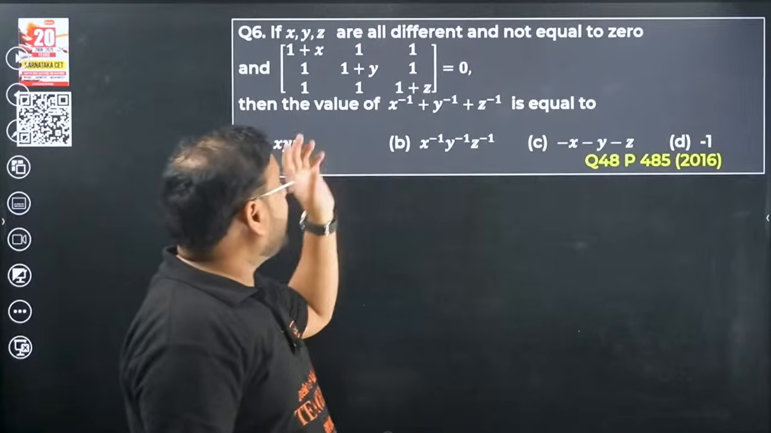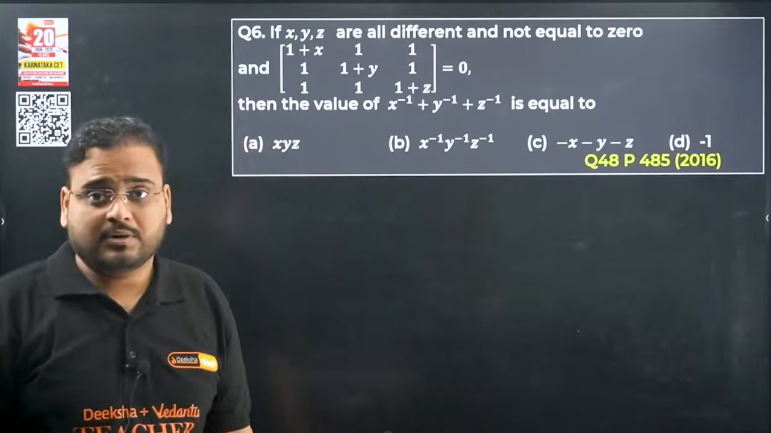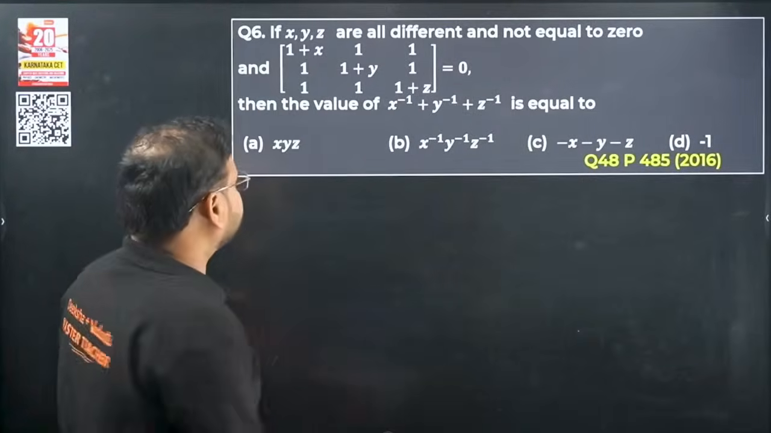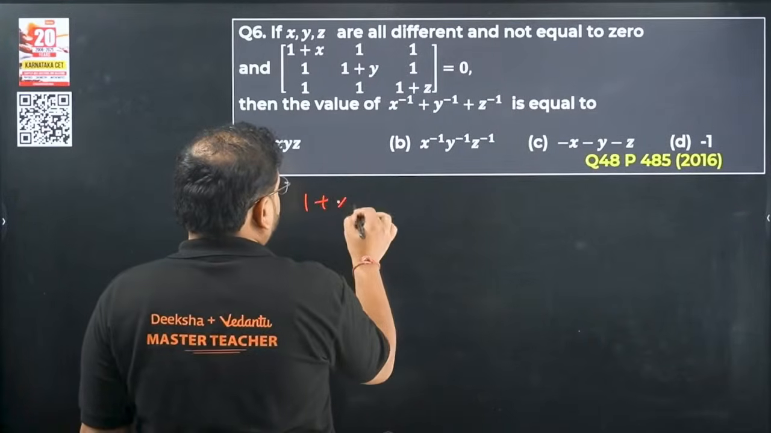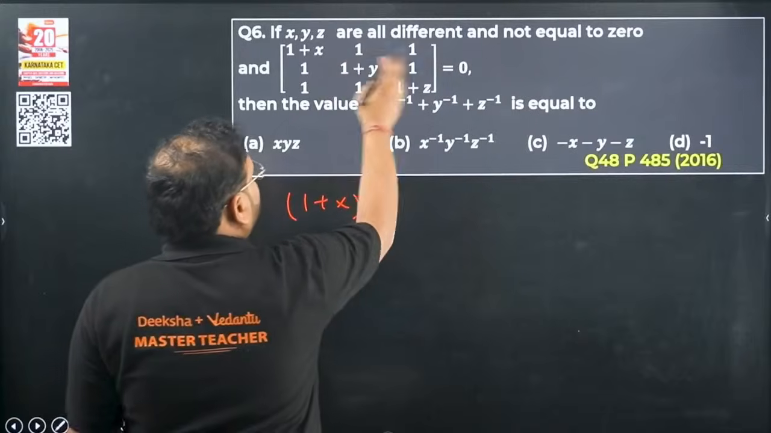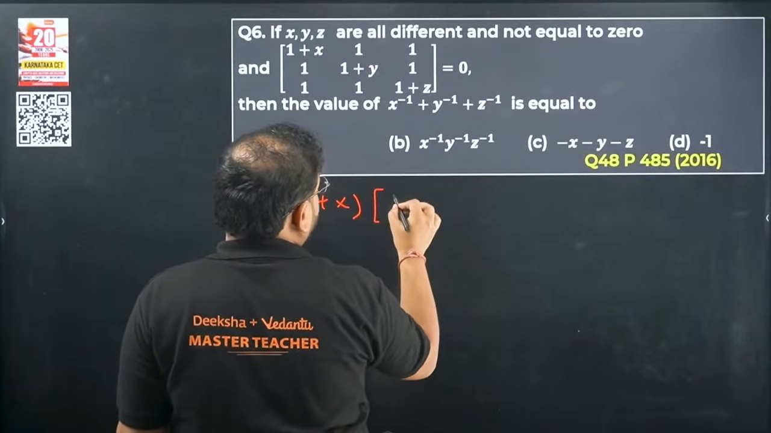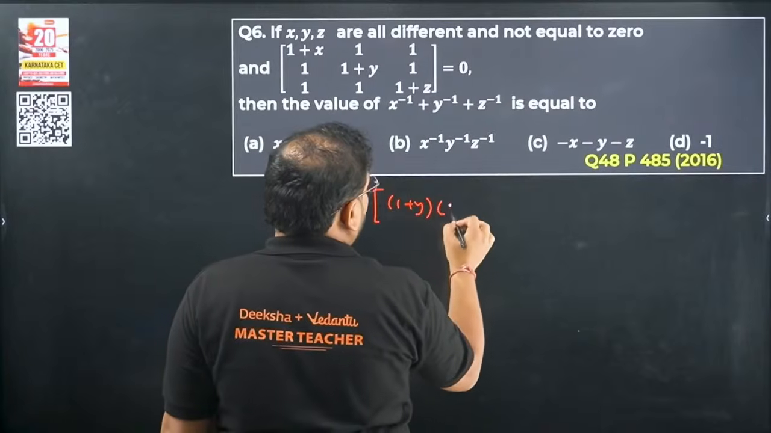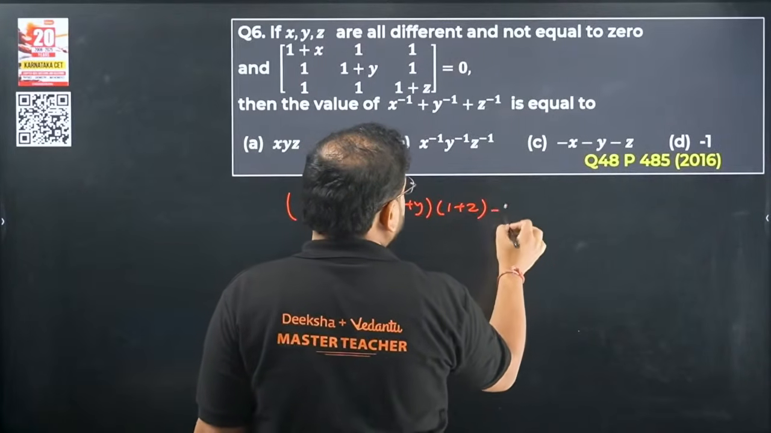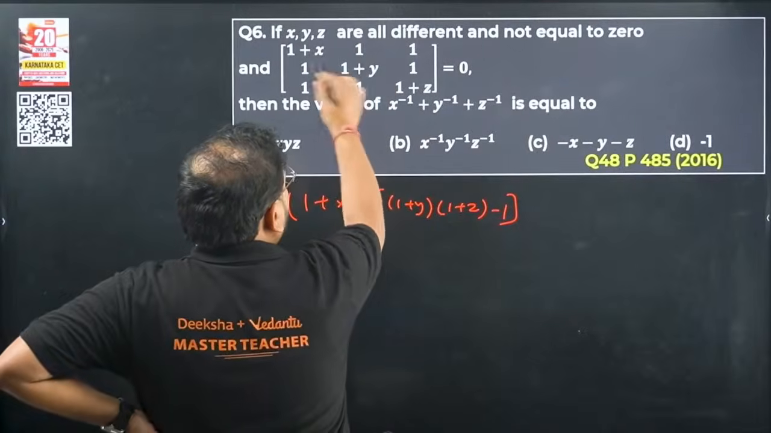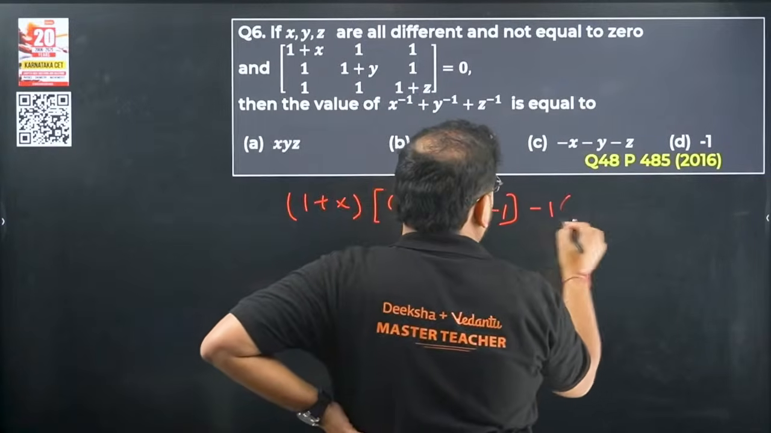If x, y, z are all different and not equal to 0, simply find the determinant value over here. This will take some time, but okay, we'll do it. So we'll find the determinant of this. To find the relation between x, y and z, for the first one, we get 1 plus y into 1 plus z minus 1. This is the first one. And then for this one, for 1 we get 1 plus z. So we have minus 1 over here.